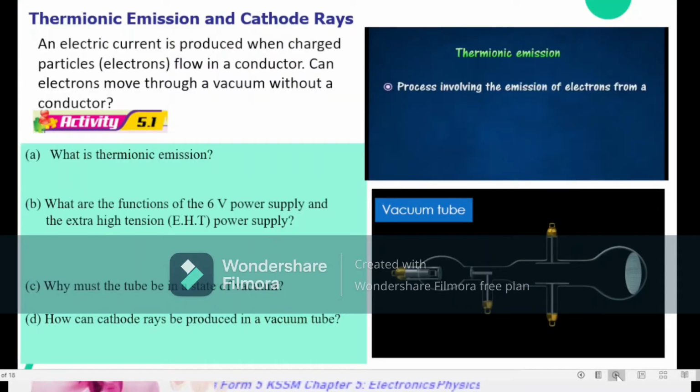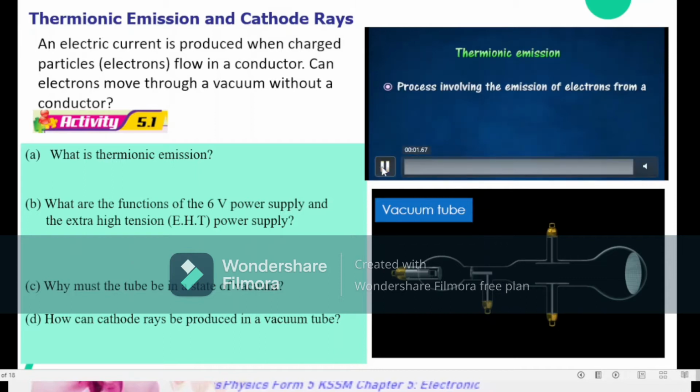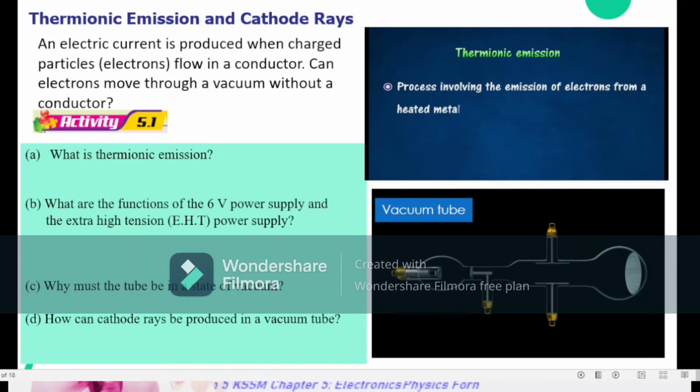Okay, what is thermionic emissions? Watch this video to understand the meaning of thermionic emissions. Thermionic emission is a process involving emission of electrons from a heated metal surface.